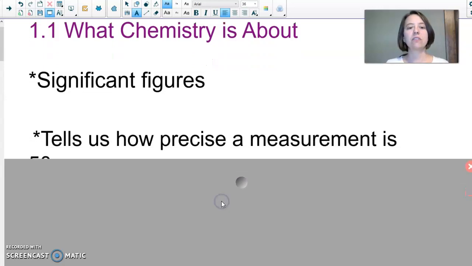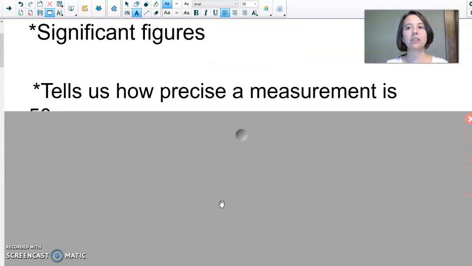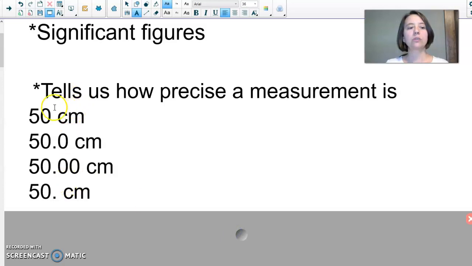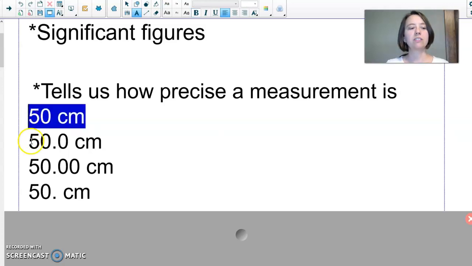So, a significant figure tells us how precise a measurement is. In math, if you were to put these numbers into your calculator, they would all be the same. It would just cut them off to 50. In science, they are not the same. We know this from rounding. This measurement could have been somewhere between 46 and 54 centimeters. So that could be quite a bit of difference.